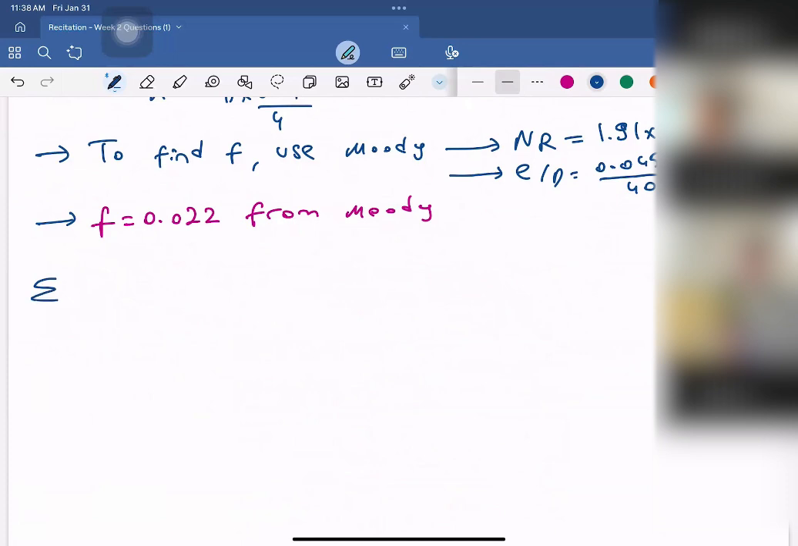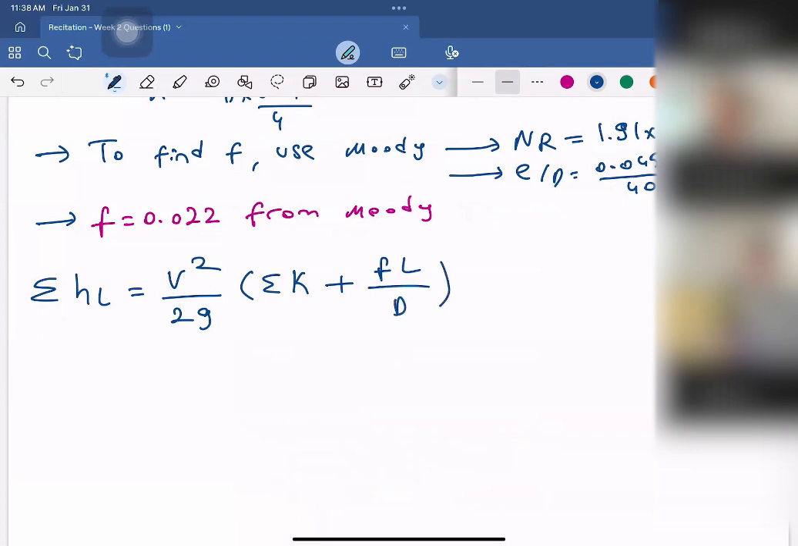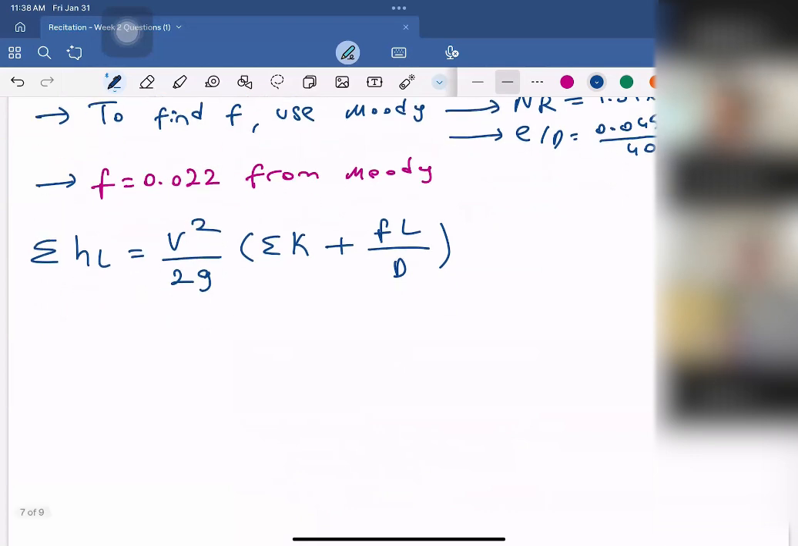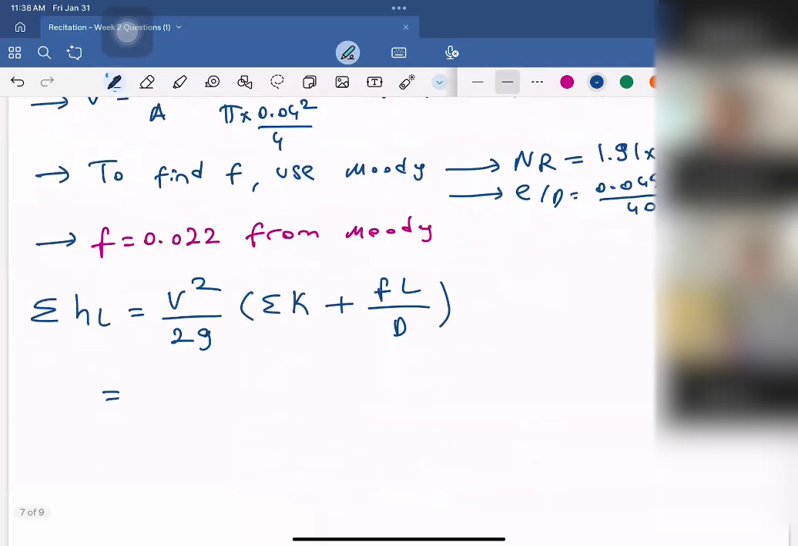So I can do something like this. Since the velocity head, which is v square over 2g, is common for both of these losses, we can do the sum of those coefficients plus f l over d. Let's keep writing.